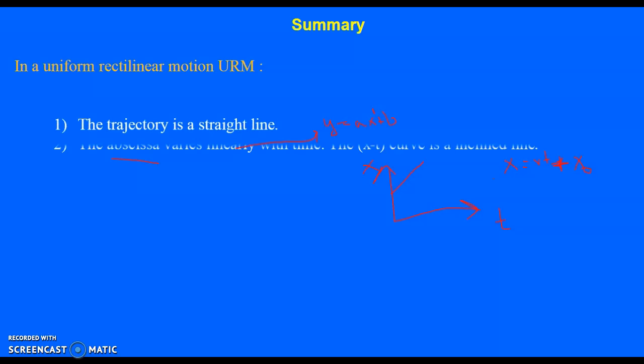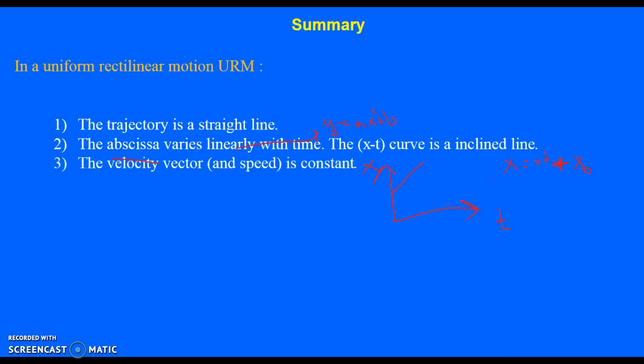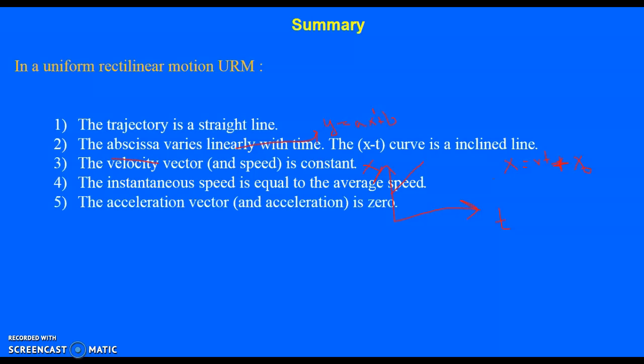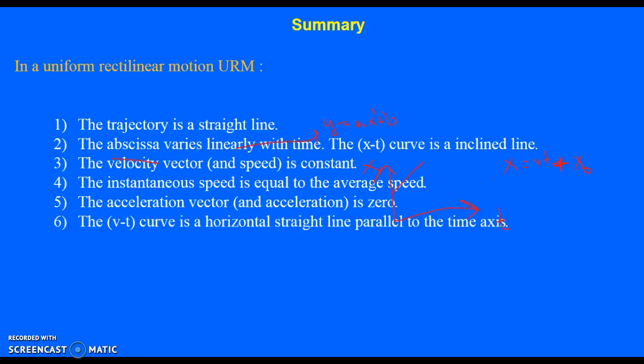So as a summary, in uniform rectilinear motion, the trajectory is a straight line. The abscissa varies linearly with time, which means it's in the form of y equals ax plus b, and the graph is an inclined straight line. The velocity vector and the speed are constant. The instantaneous speed is equal to the average speed. The acceleration vector and the magnitude of the acceleration are zero. And the graph of v versus t is a horizontal straight line parallel to the time axis showing a constant value.